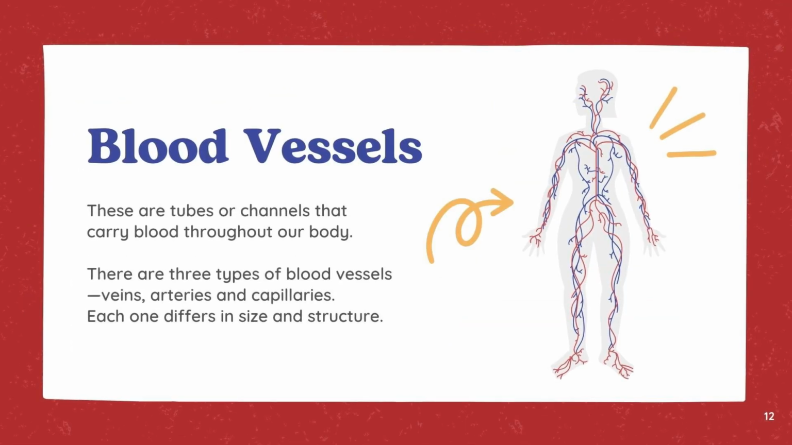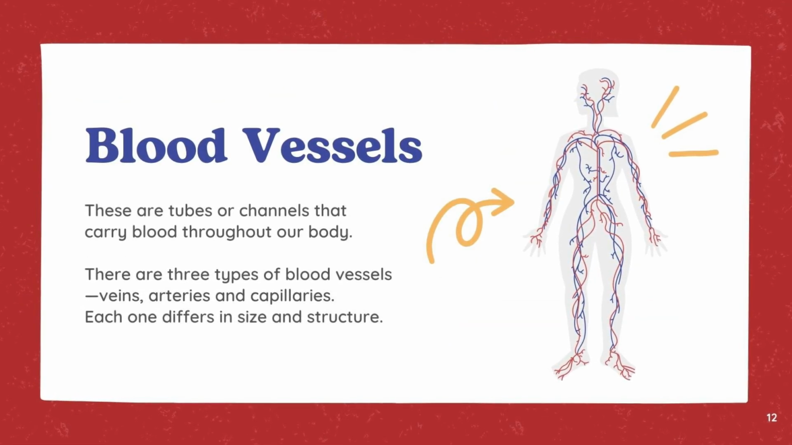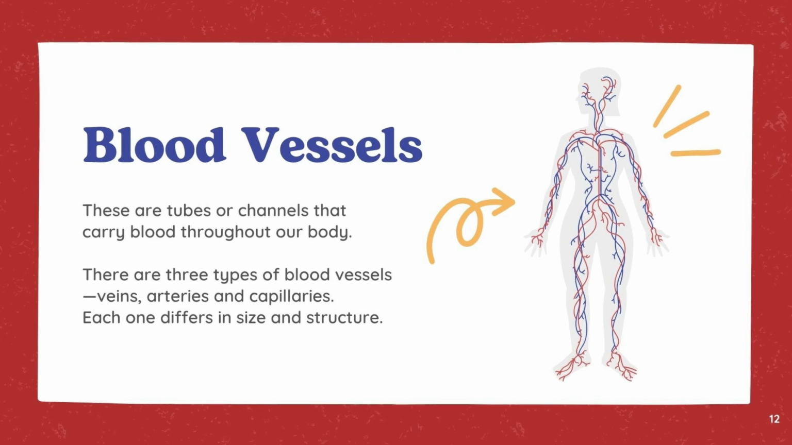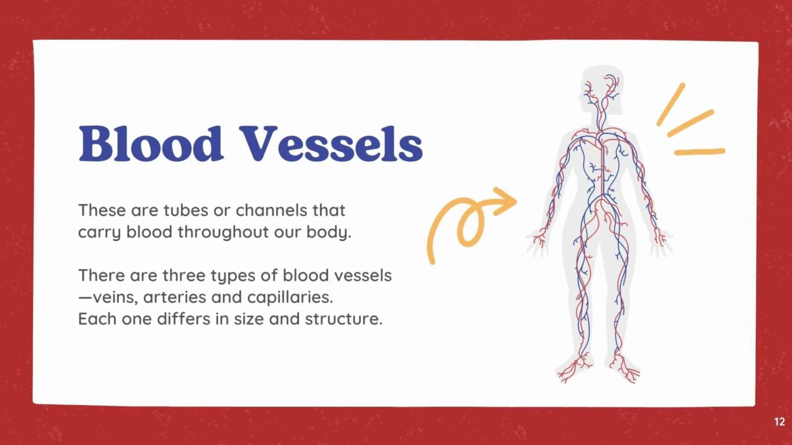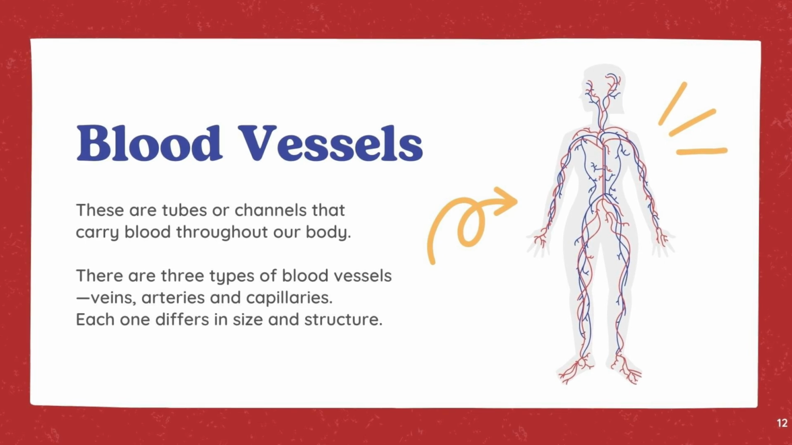Blood vessels. These are tubes or channels that carry blood throughout our body. There are three types of blood vessels: veins, arteries and capillaries. Each one differs in size and structure.